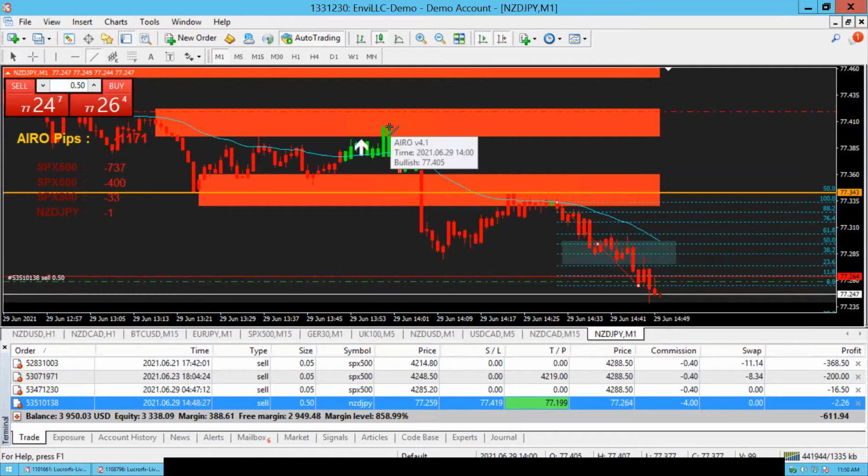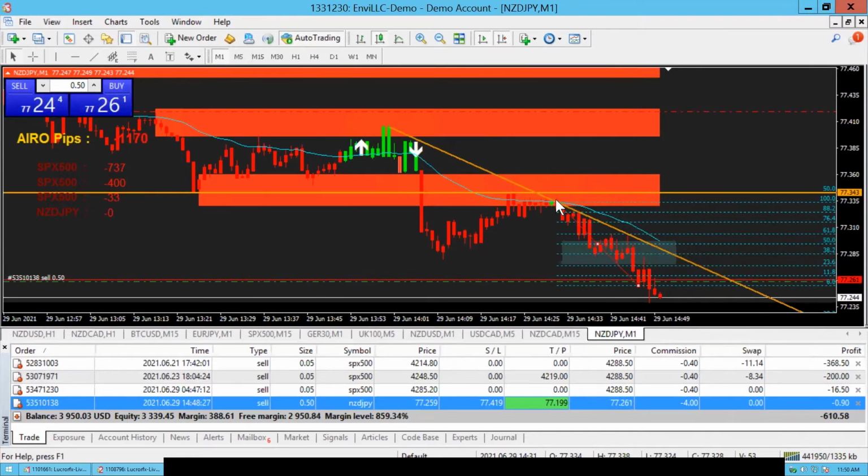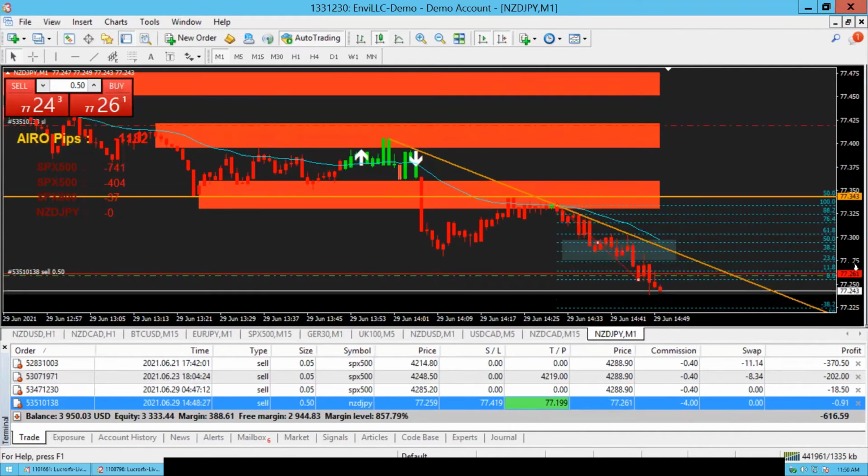Here's the upper pivot, here's the first hit. Right now, as long as it can stay below this trend line, as long as it can stay below this moving average, we should be good to go all the way down to the next line. And we wait. Let's see.